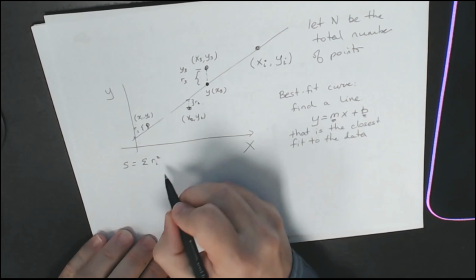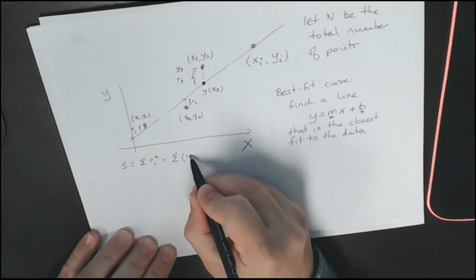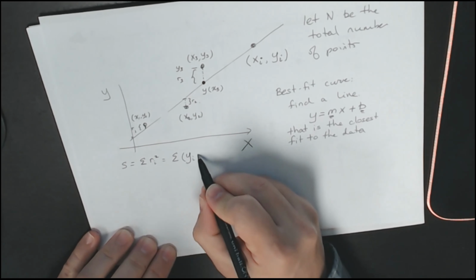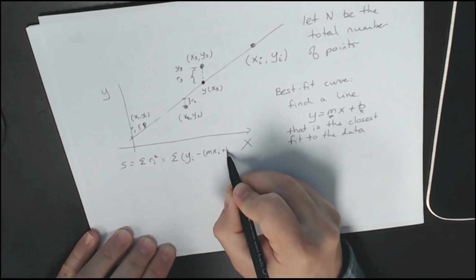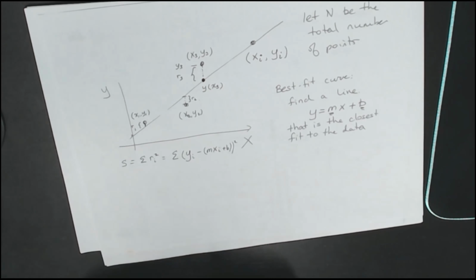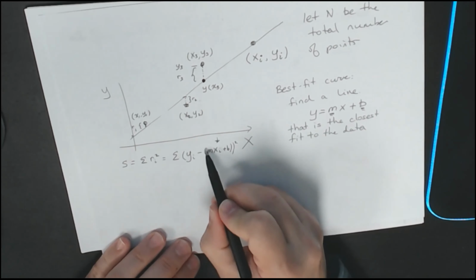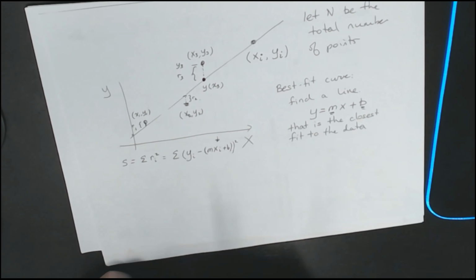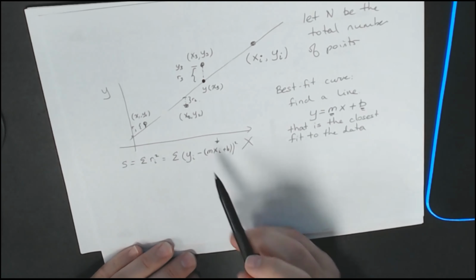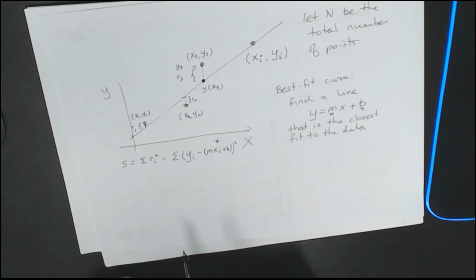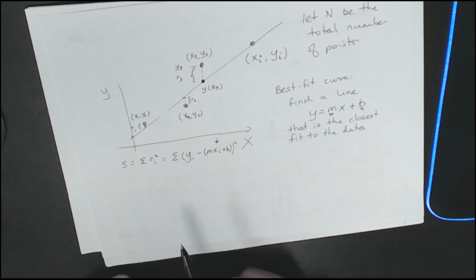To do that, we think about what the residuals would actually be. They would be every point yi take away (mxi plus b) squared. So this expression right here is the line we're trying to fit to. It's every point along here where m and b are the parameters we're trying to solve. And yi is the value of the function all the way through.